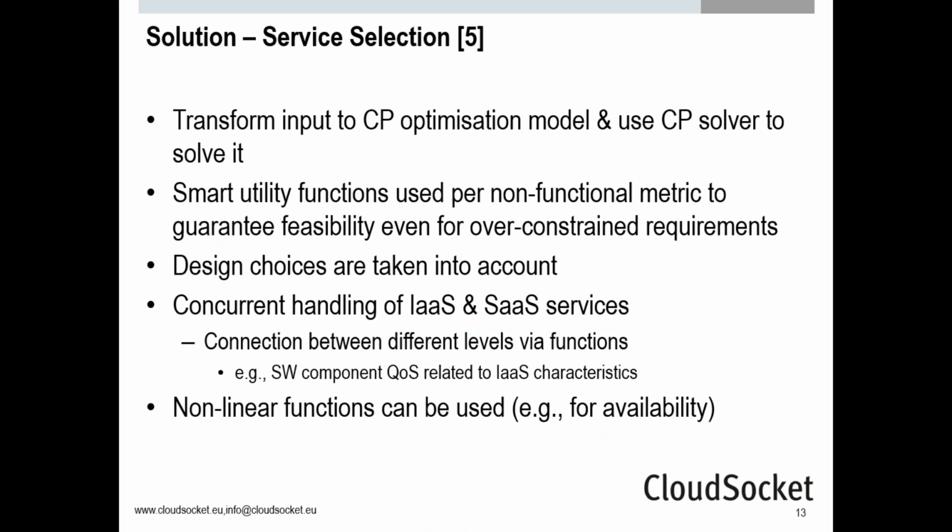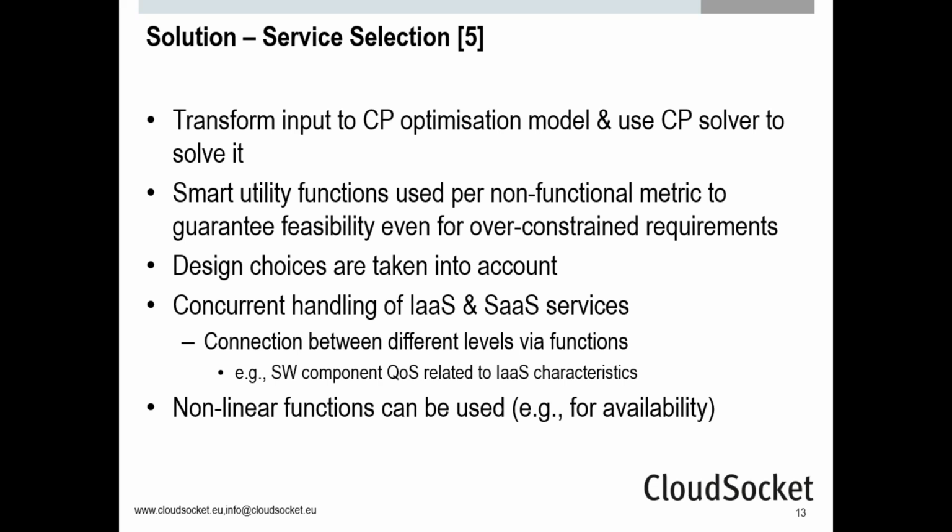Concerning the service selection, we now go to the second part of the solution. What we try to do is transform the input that is given to the module, which takes the form of user requirements, the abstract service workflow, and in addition the solution space, so all the advertisements that can fulfil the tasks of the abstract service workflow. This input is transformed into a constraint programming optimization model, and we use a constraint programming solver to solve it.